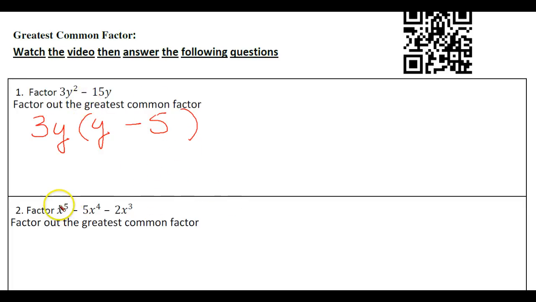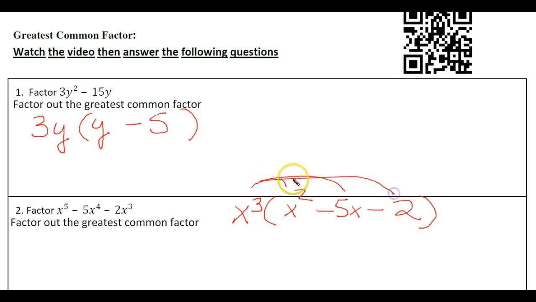Now over here, there is no common number factor, but here we have x to the 5th, x to the 4th, x to the 3rd. So we can take x to the 3rd out of each item. And we can put our signs in there already. So here, x to the 3rd divided into there is x to the 2nd. This is going to be a negative 5x, and this will be a negative 2. Now again, you check these by distributing. We have taken out the greatest common factor.